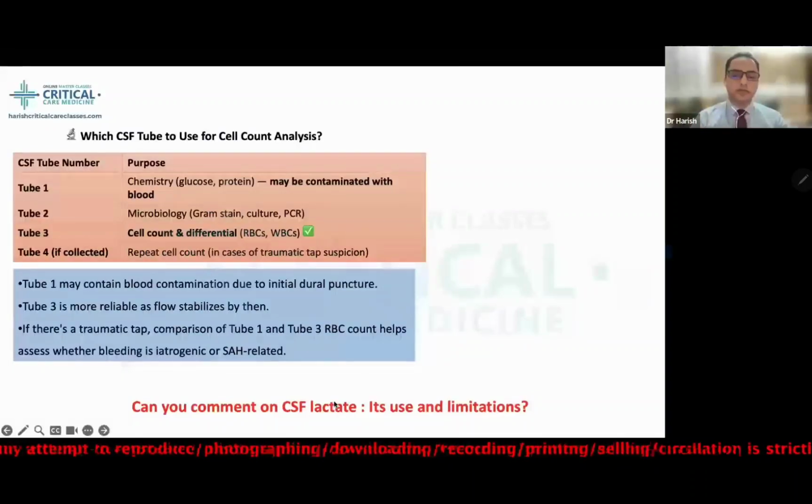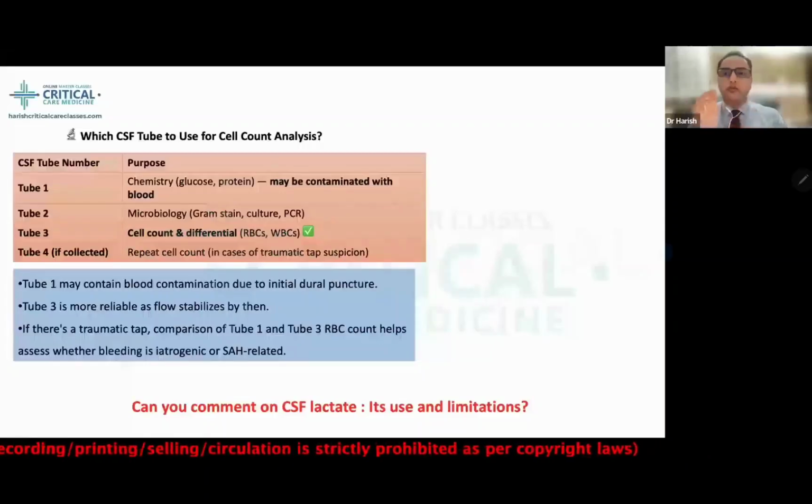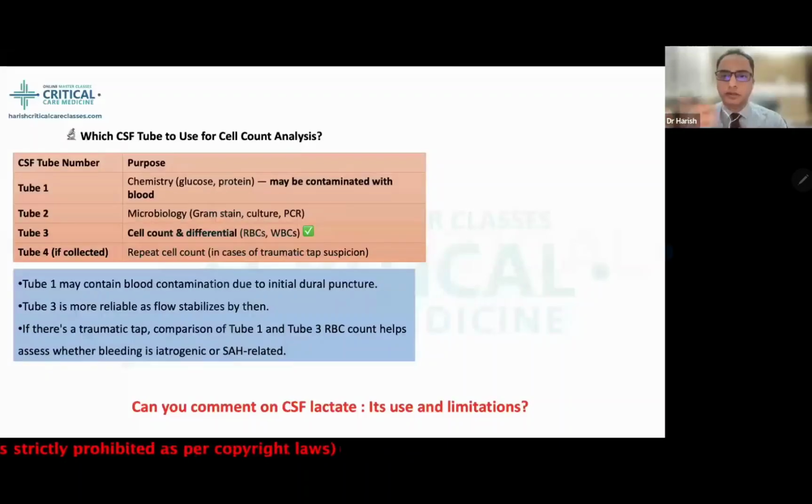Can you comment on CSF lactate, its use and its limitation? Nowadays we also follow CSF lactate analysis. Even if you don't send it to the lab, you can keep that sample in the ABG machine, and then you are able to understand the CSF lactate. It gives some idea of what's happening to the patient.